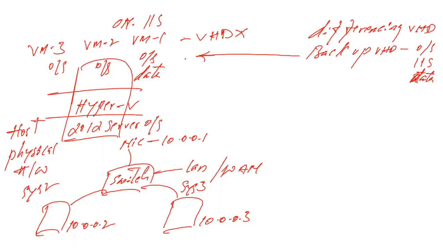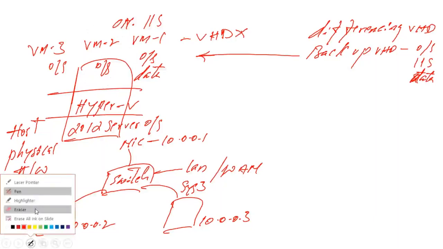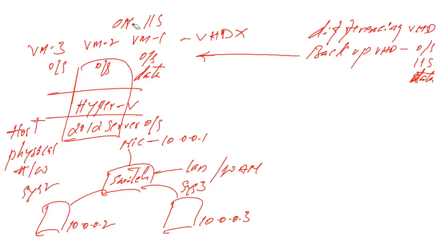But the thing is, if the virtual machine is running, we cannot take the backup. We cannot go for differencing VHD. So first we have to switch off the virtual machine. Remember, before going for this practical, first we have to turn off the virtual machine, then we can take the backup. Otherwise it will not allow you.